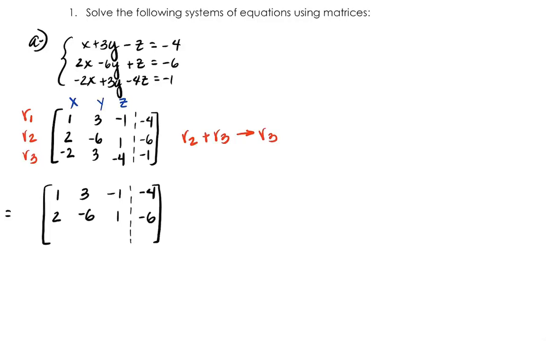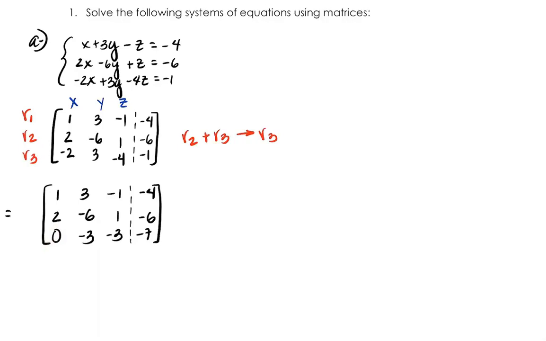Now to find row 3, we are going to add up both rows, 2 and 3. So we say 2 plus negative 2 is 0. Negative 6 plus 3 is negative 3. And negative 4 plus 1 is negative 3. Negative 6 and negative 1 is negative 7. And with this, we have created our first 0.